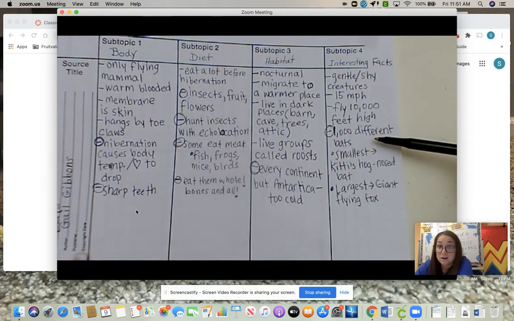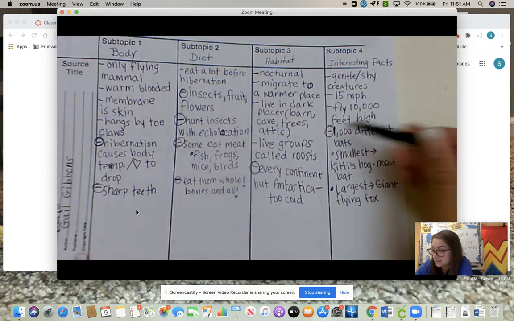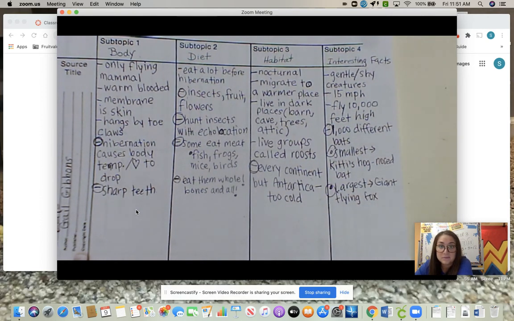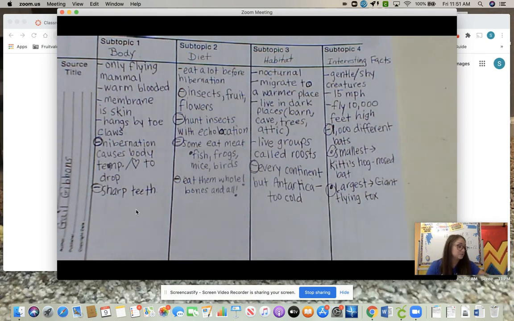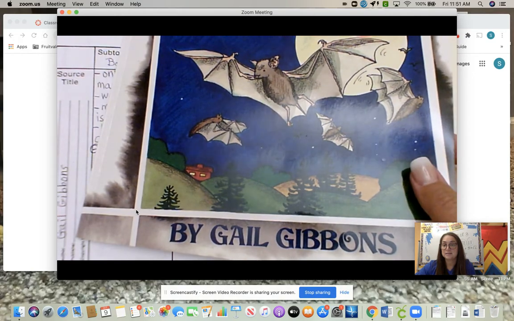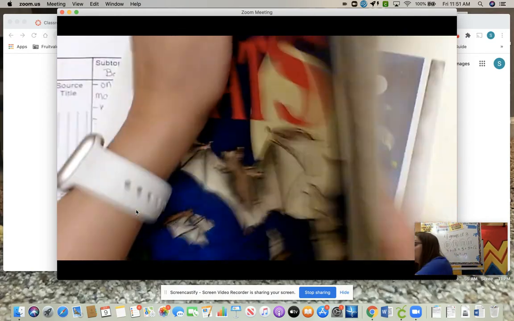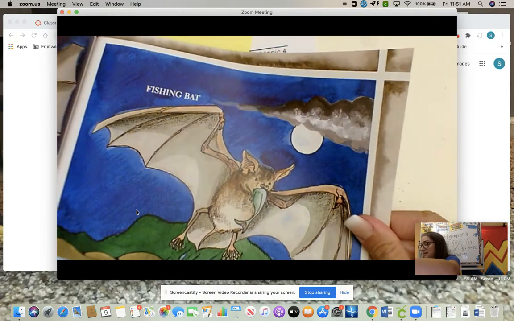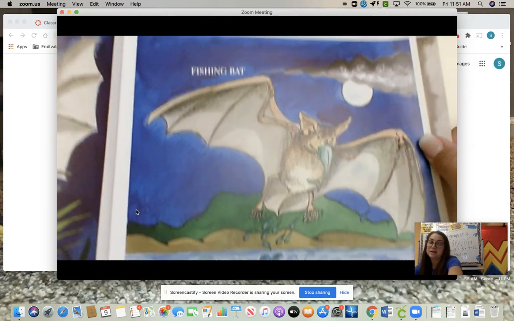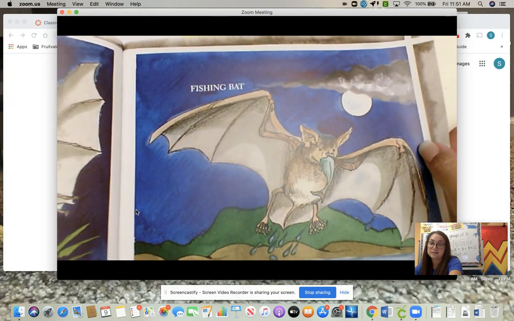We added that there are 1,000 different types of bats. We added the smallest bat and the largest bat. So that's what we added today. We worked on this after math and then at the end of the day. And the story, just so you could see the cover, is Bats by Gail Gibbons. And we stopped reading on fishing bat. So when you see fishing bat, after you listen to this, then you can stop.